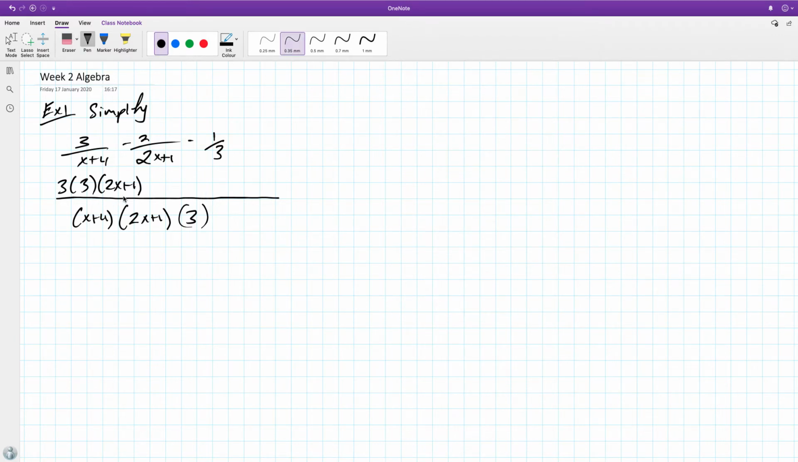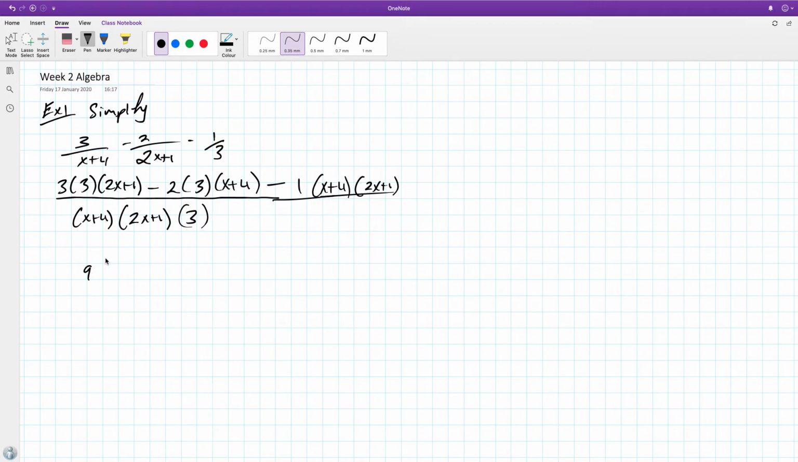So that's 3 times 2x plus 1. Minus, 2x plus 1 is on the bottom. Cover it. You're left with x plus 4 and 3. So that's minus 2 times 3 and x plus 4. Minus 1. 3 is on the bottom. Cover it. You're left with x plus 4 and 2x plus 1. Right, here is where the most mistakes are made. Take your time and go through it step by step.